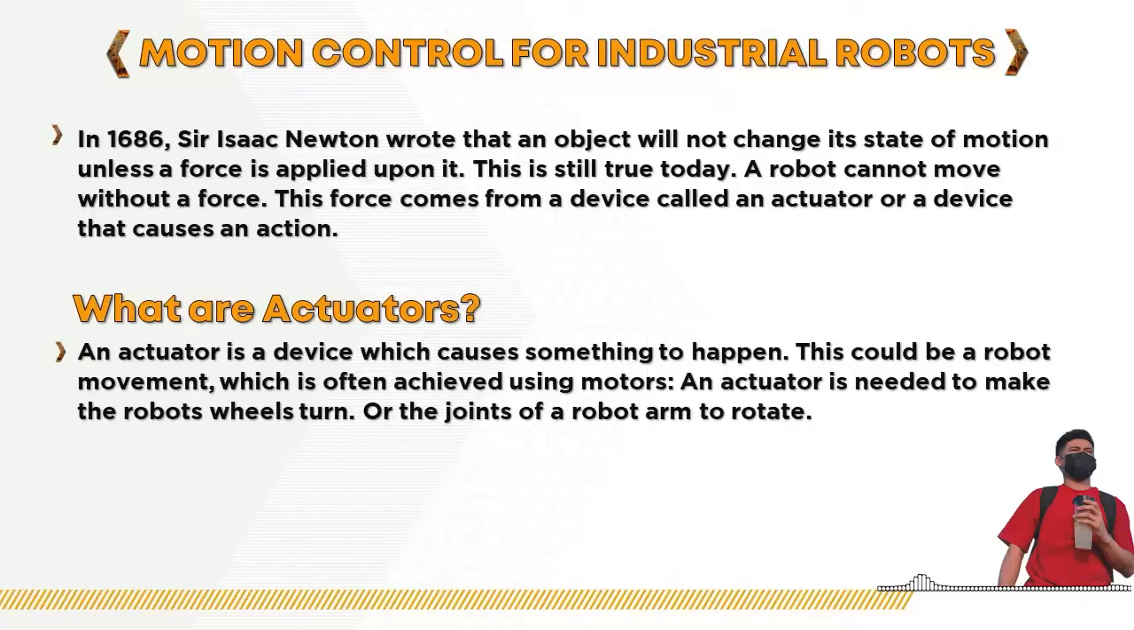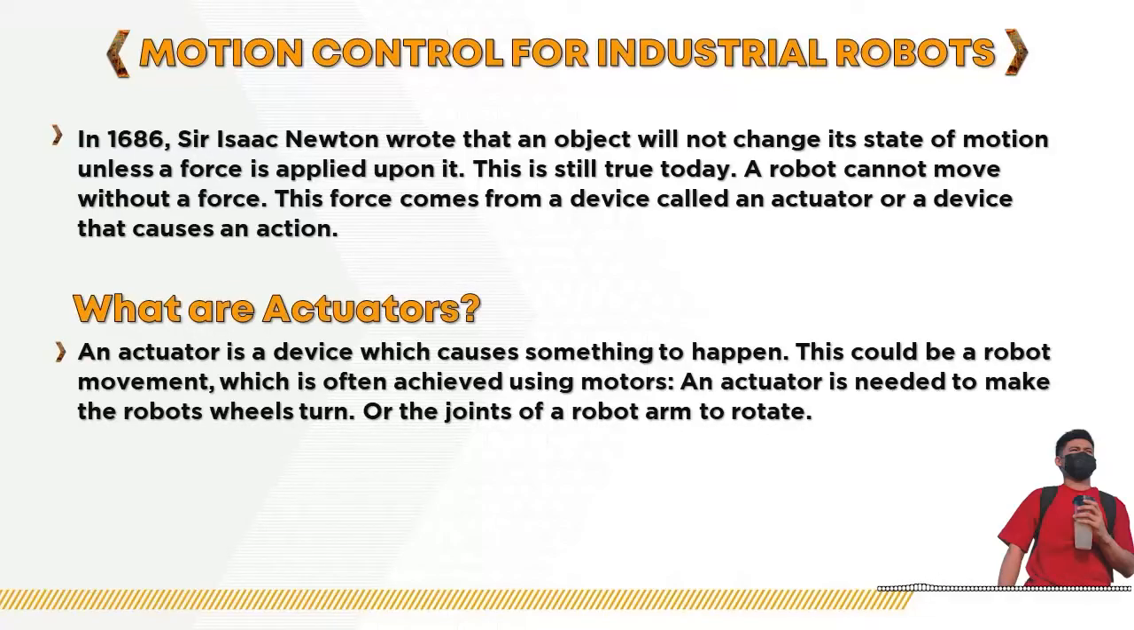In 1686, Sir Isaac Newton wrote that an object will not change its state of motion unless a force is applied upon it. This is still true today. A robot cannot move without a force. This force comes from a device called an actuator, a device that causes an action.